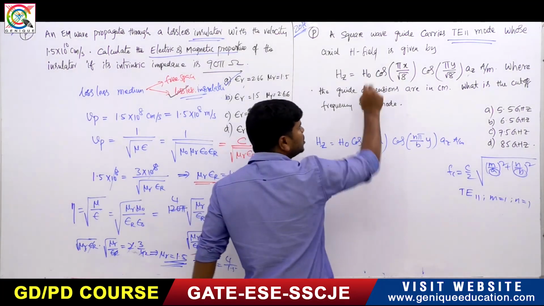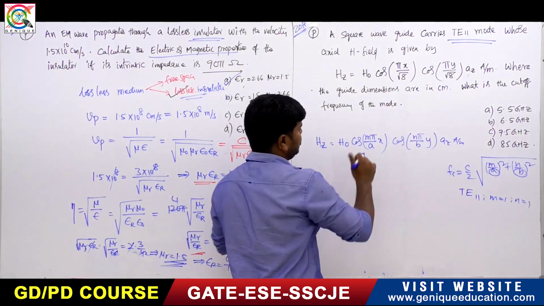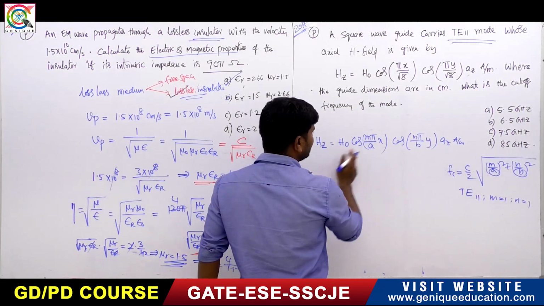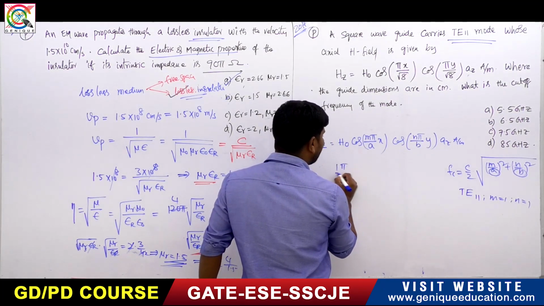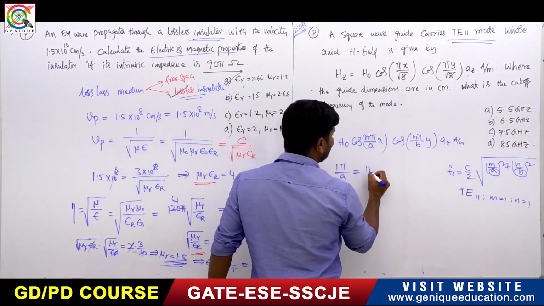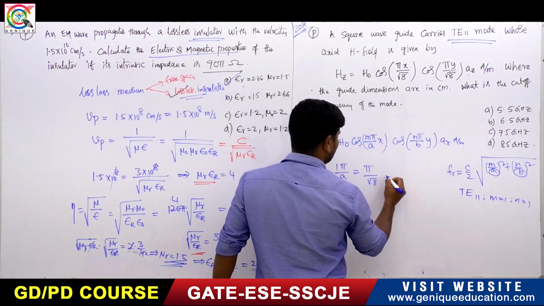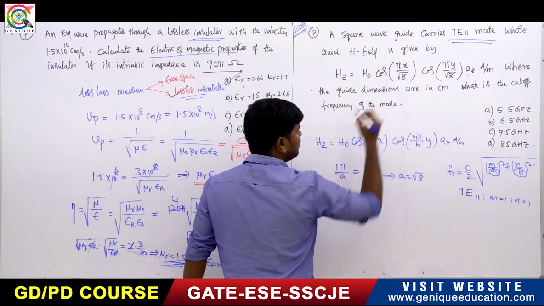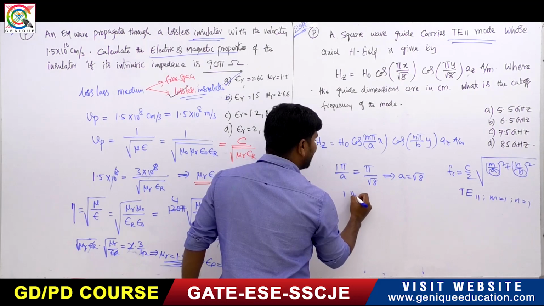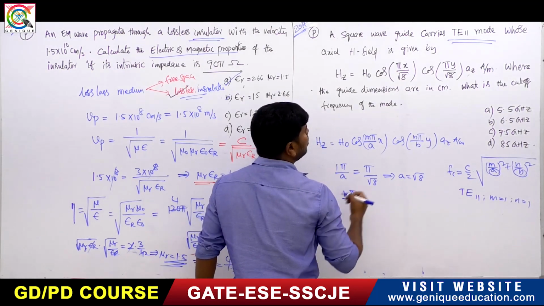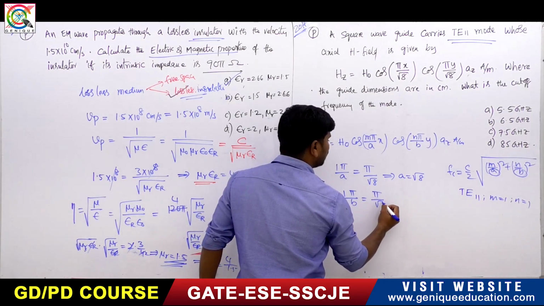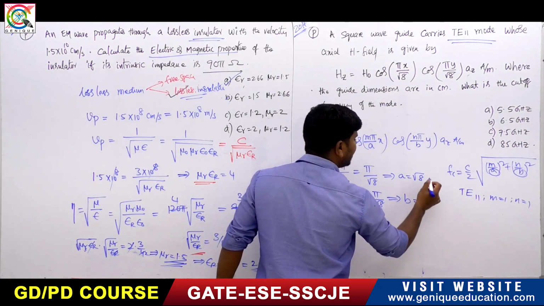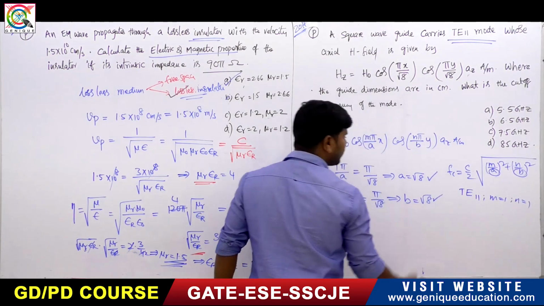So if you compare these two equations, m value is 1, n value is 1. So 1 into pi by a is equal to pi divided by root 8. This implies a is equal to root 8. Similarly, 1 into pi by b is equal to pi divided by root 8, so b is equal to root 8.